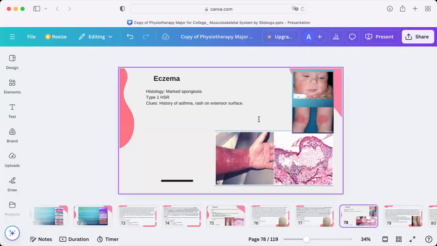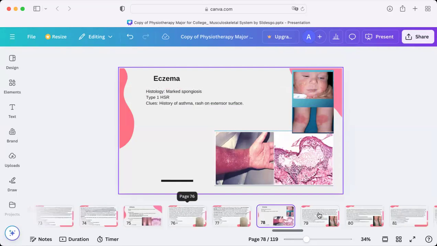On histology, marked spongiosis, you can appreciate that here. But honestly, this is not a very high yield, telltale pathognomonic sign. They would give you guys a clinical picture as well. I don't know if this is in or out of the scope of your level, but please know as well that it's a type 1 hypersensitivity reaction. If you guys are taking immuno, they love to ask these things, okay?